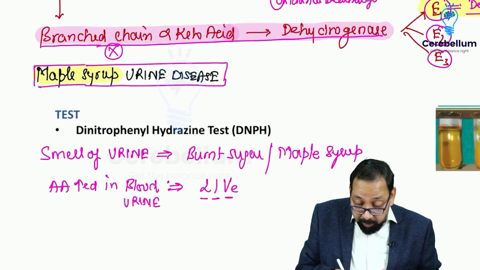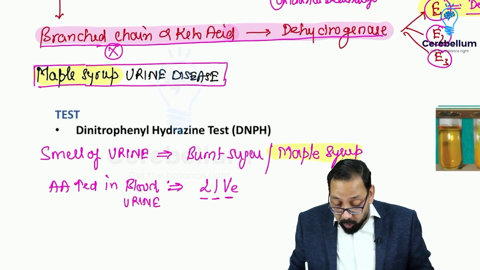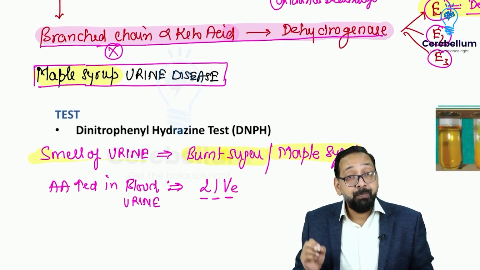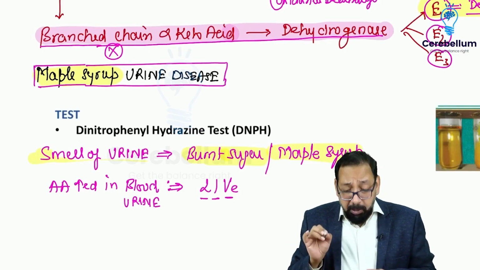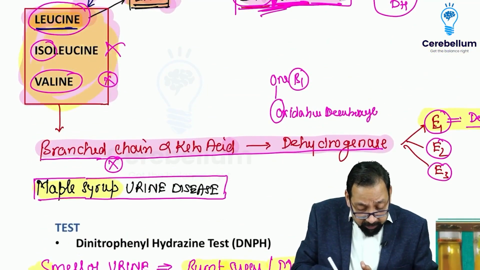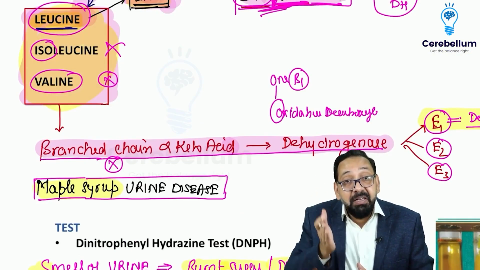In this, maple syrup urine disease, the smell of urine would be just like maple syrup or burnt sugar. We found that in maple syrup urine disease, these branched chain amino acids will not be metabolized. When they are not metabolized, they will increase in blood, they will increase in urine.